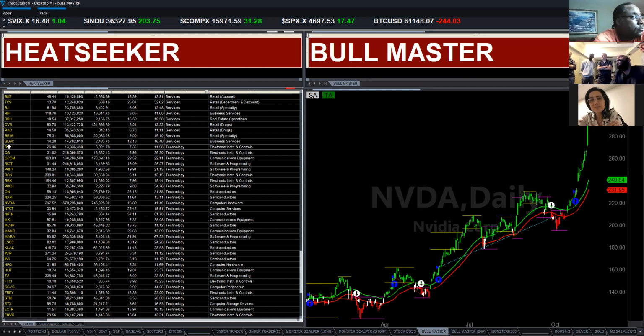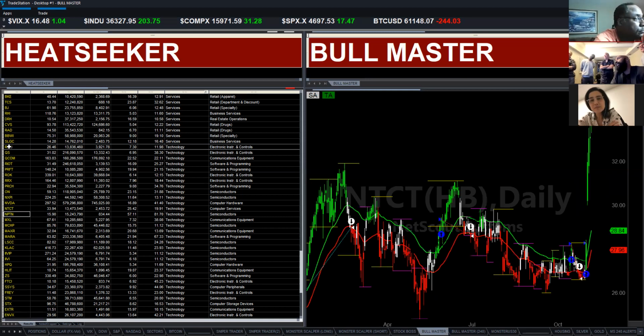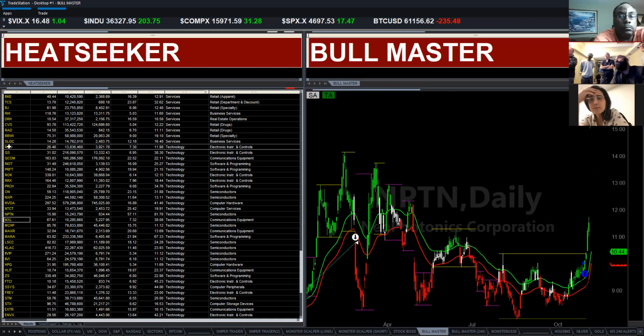Okay, here's another one here. You see the buy signal? I notice a lot of these are gapping up, guys. So the institutions are piling in on those, right? And look at the volume. Look at that gap up. You see that gap up?